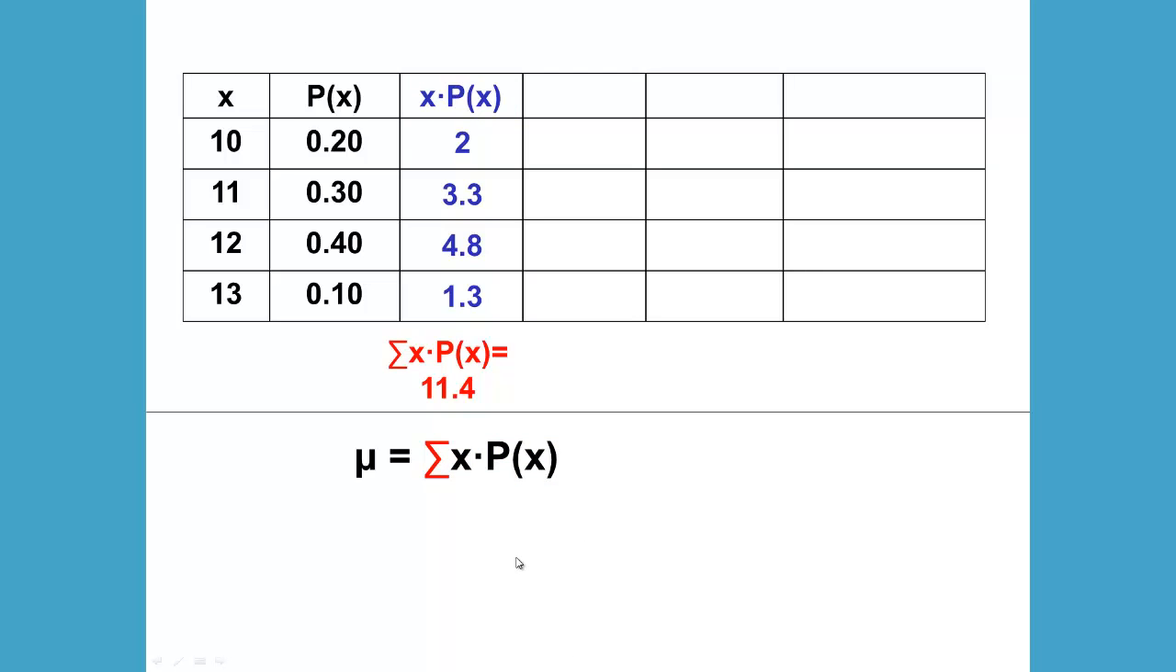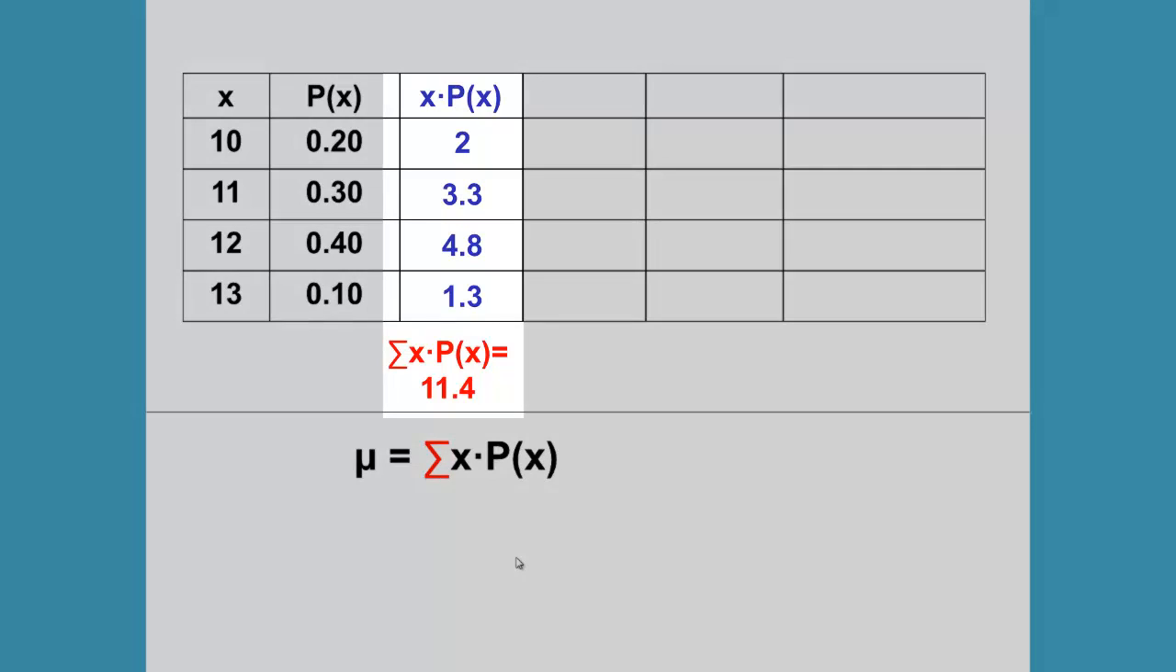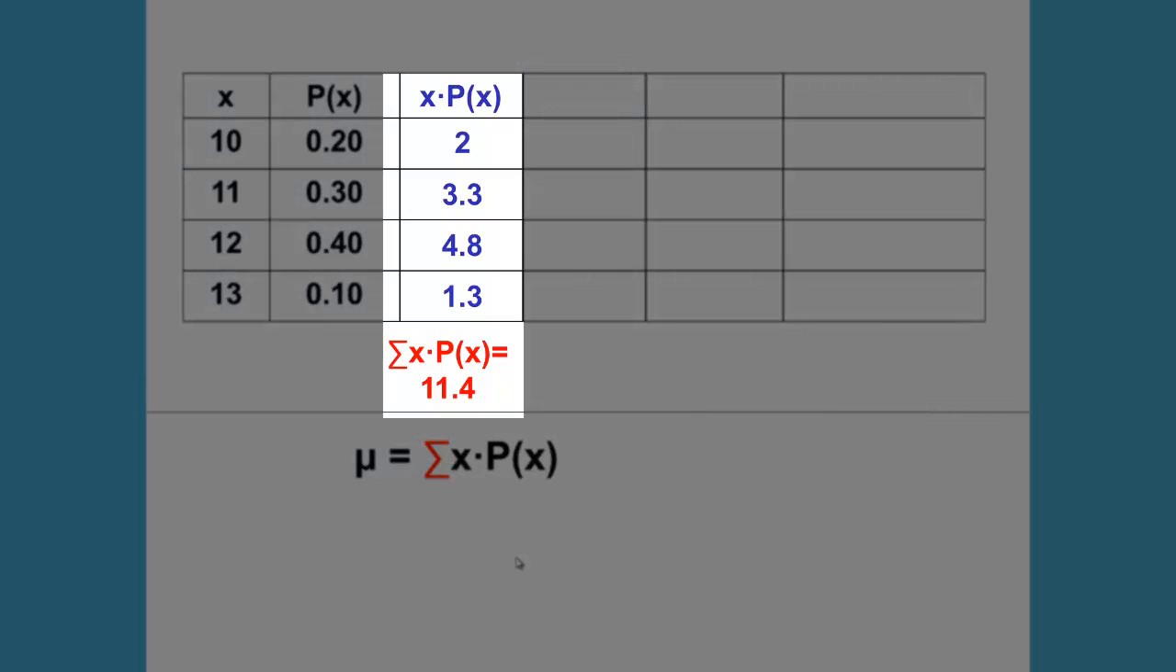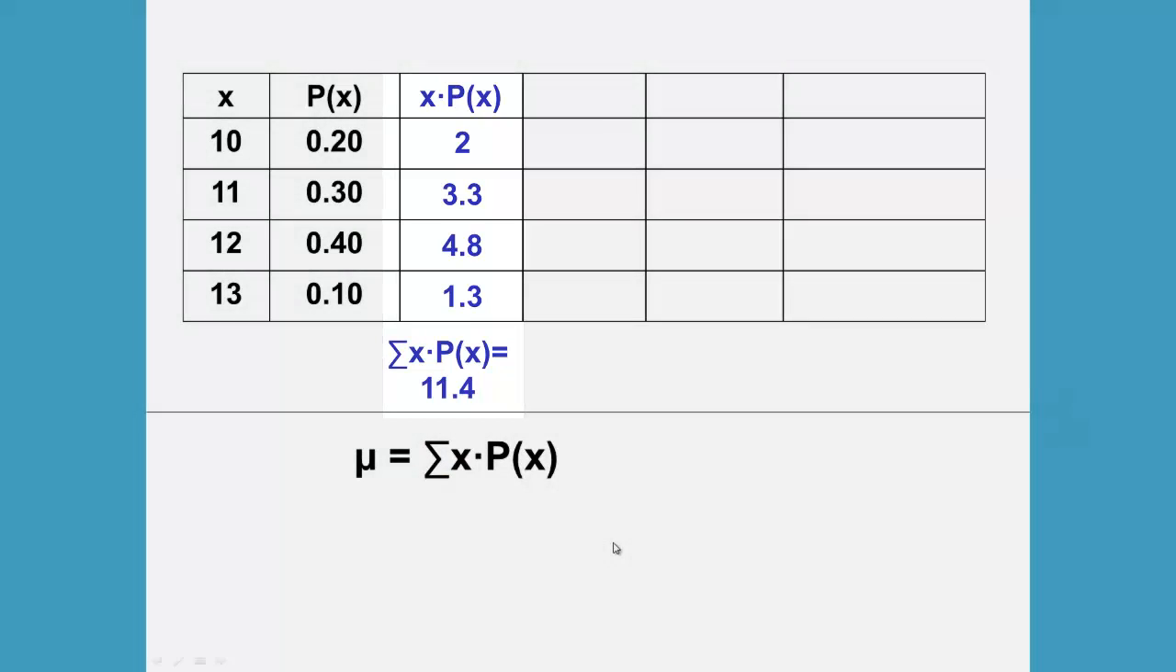Next, remember, the next step in following the order of operations is to add up those multiplications, or to add up that column. And again, that gives us a mean of 11.4. Either way to find the mean is okay, and we get 11.4 as our mean. Next, we will look at how to get the population variance.